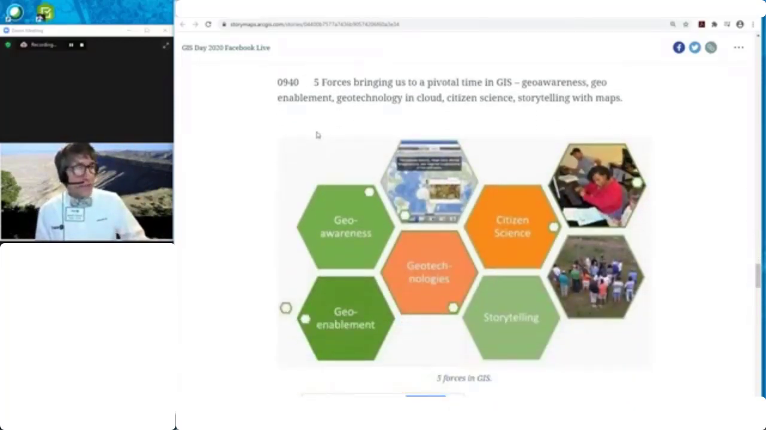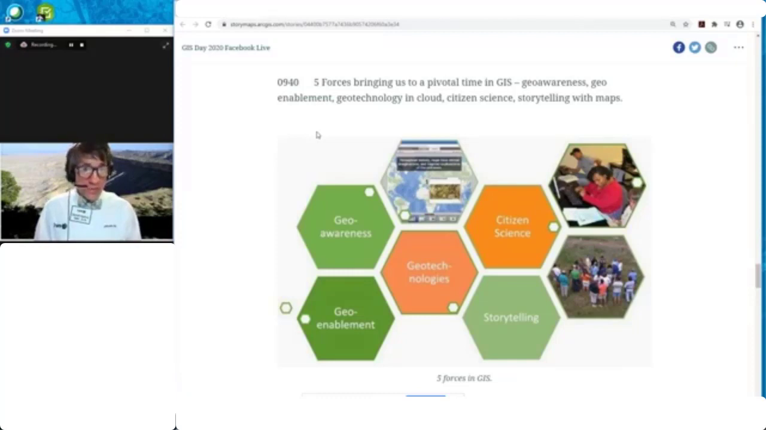All right, 5 forces that bring us to what I believe is a pivotal time in GIS. First of all, geo-awareness. I believe that the awareness of issues that we grapple with, that we want to use and apply geospatial thinking and geospatial technologies to, are at an all-time high. People are aware of climate, natural hazards, health, population change, etc. Okay, and that's actually good for us in the geospatial world because the awareness helps build support for funding agencies and people's job positions, etc.